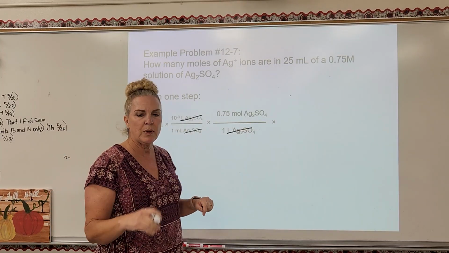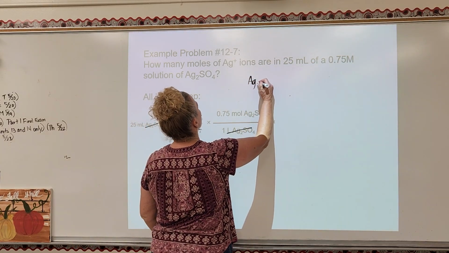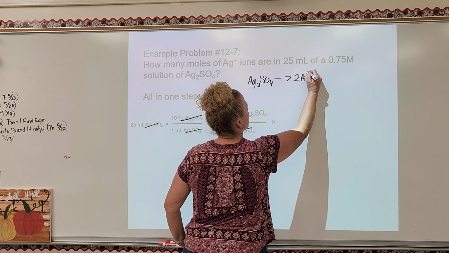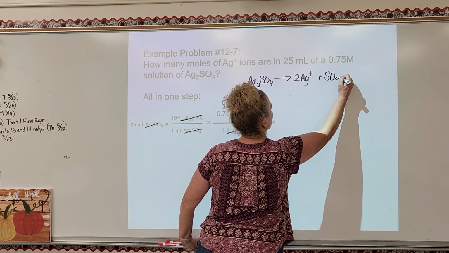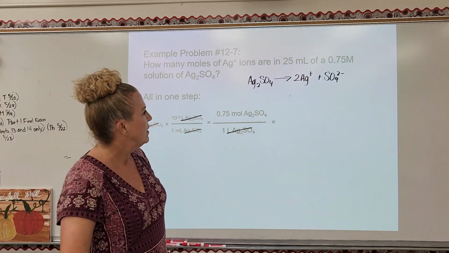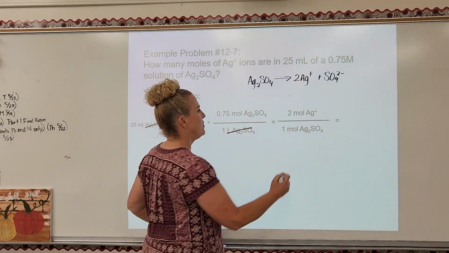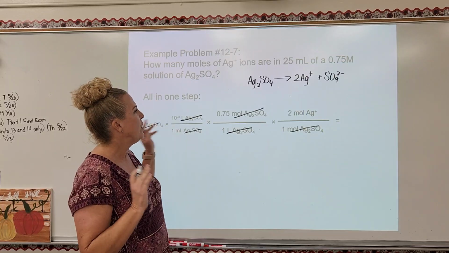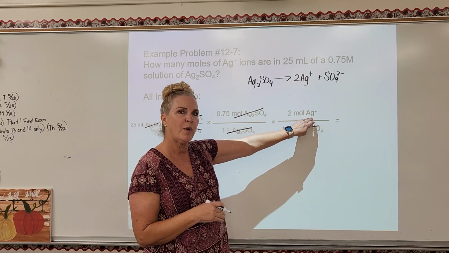And that stoichiometry was going to be 1-to-2. And let me write that again just to be clear. Ag2SO4. Okay, so our mole ratio is 1-to-2. So we're going to write that down. So for every 1 mole of silver sulfate, there's 2 moles of silver. Okay, that cancels. Now, the only units I'm left with is moles. The only substance I'm left with is silver.